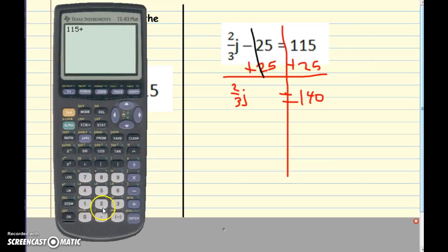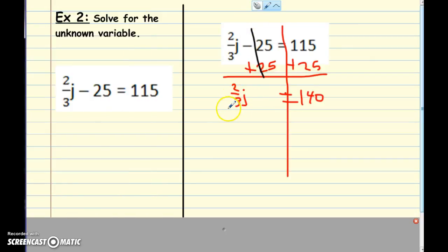115 plus 25, and there's my 140. So then the last step that we have to do is to get this j to be by itself, and when a number is next to a letter, it means to multiply. So to undo that multiplication, we are going to divide by 2/3. And again, whatever we do to one side, we need to do to the other.